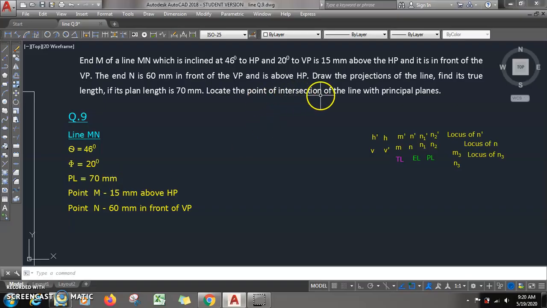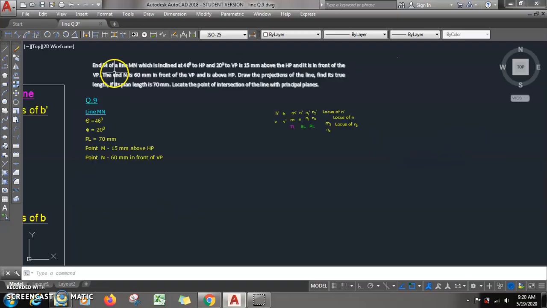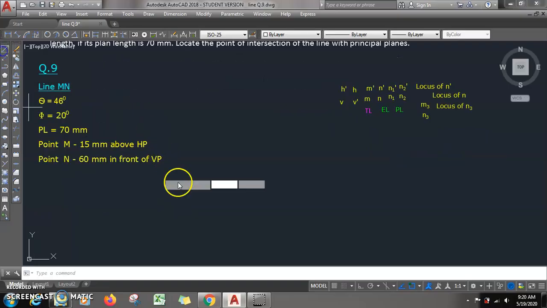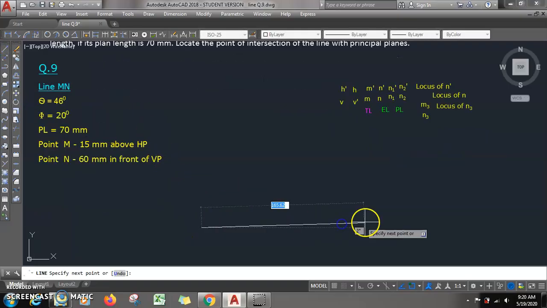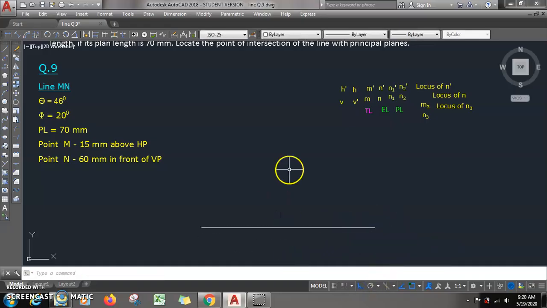Locate the point of intersection of the line with the principal planes. The intersection points with principal planes are nothing but HT and VT. So they are asking to find the horizontal trace and vertical trace. Okay, so the very first thing: let us draw the XY line first. Ortho mode should be on for the horizontal line. I have drawn one horizontal line.